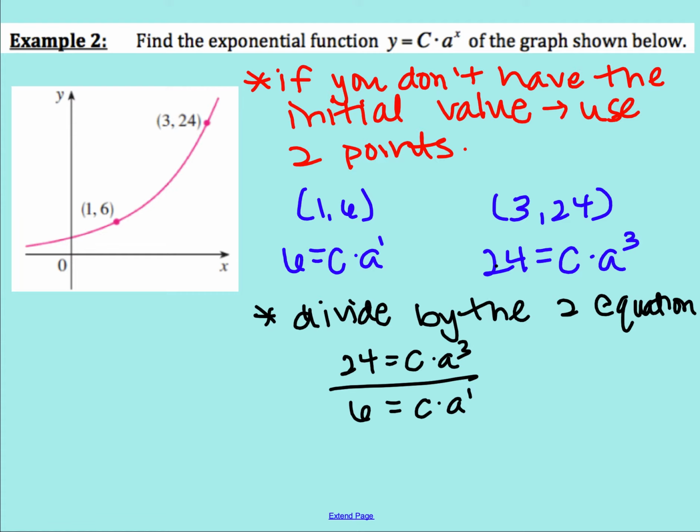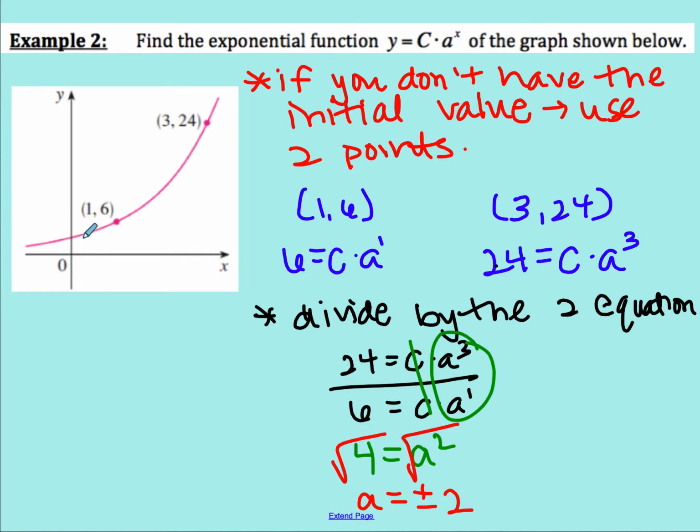Now here is a super nice thing that happens here. The c's cancel. Okay, and then I can just simplify. 24 divided by 6 is 4 equals, now I have a to the third over a to the first. When I combine those, I get a to the second. And now I just have to solve for a. The way I get a by itself is I take the square root. Don't forget how many answers you get when you take a square root. There are 2, so a is equal to plus or minus 2.